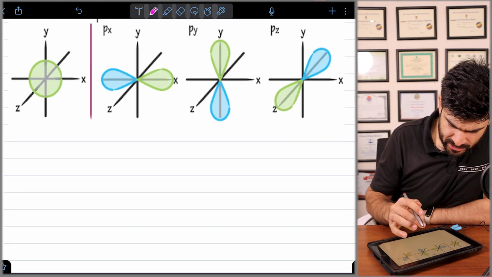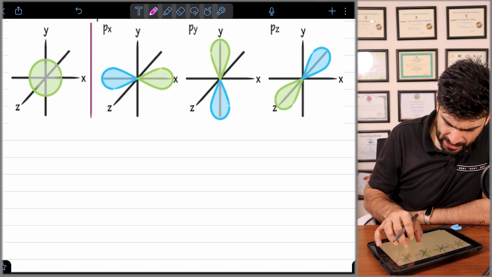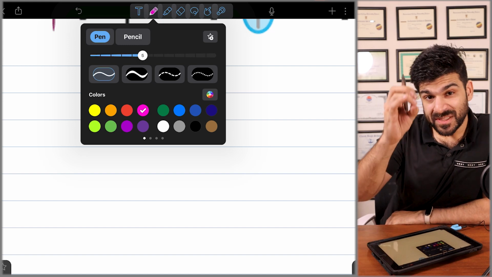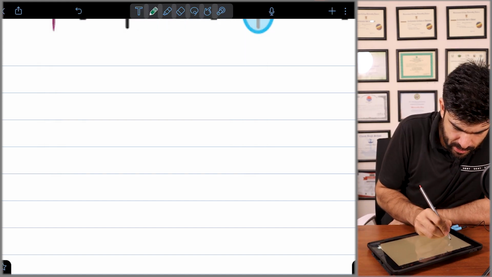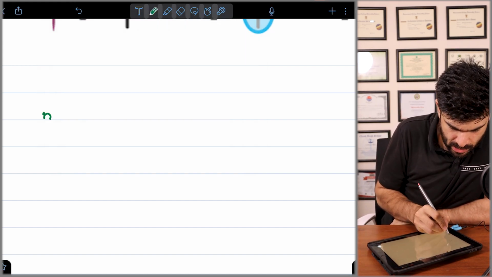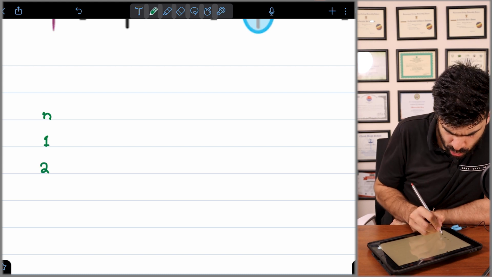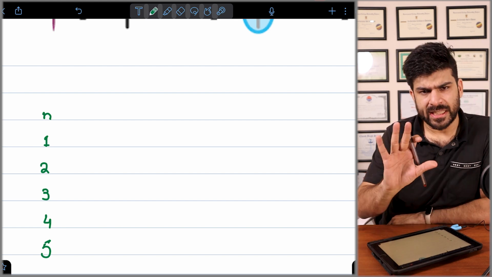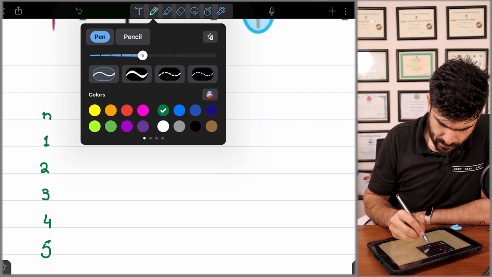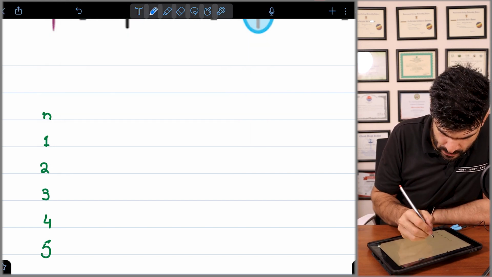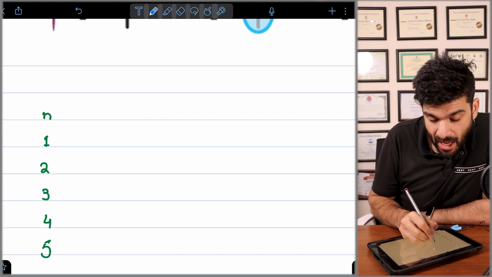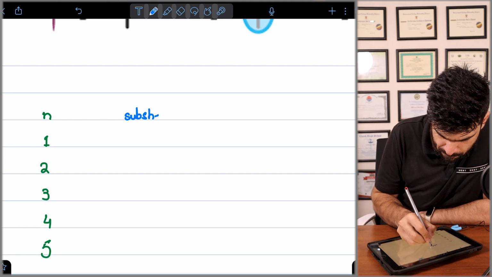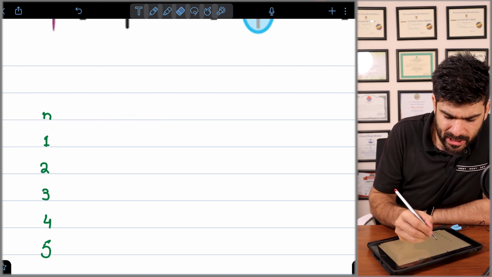So let's further talk about this whole concept in a different way. Let's make a table first. Ignore this diagram, students, at this point. So let's talk about the principal quantum numbers that we have. N. If we have N 1, 2, 3, 4, 5. Let's take till 5. So the subshells that we have in the N. Or let's first talk about the electrons.